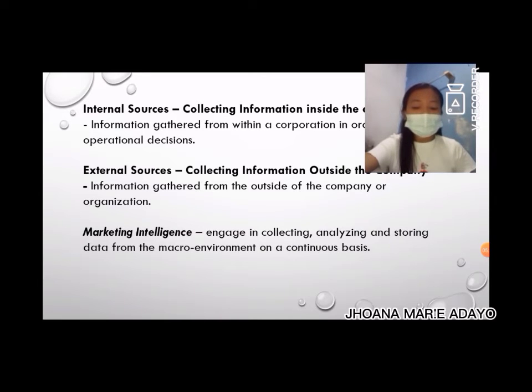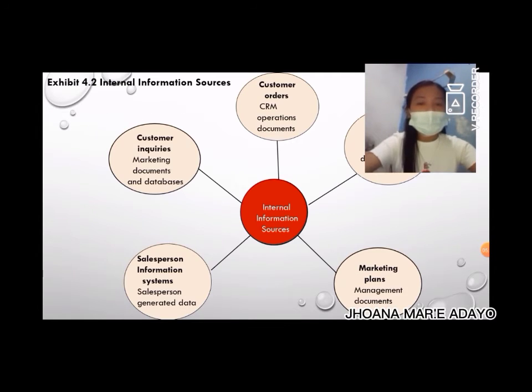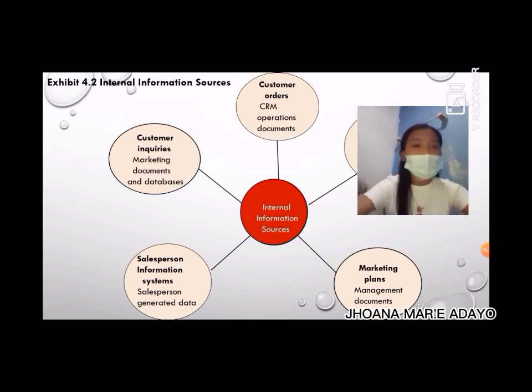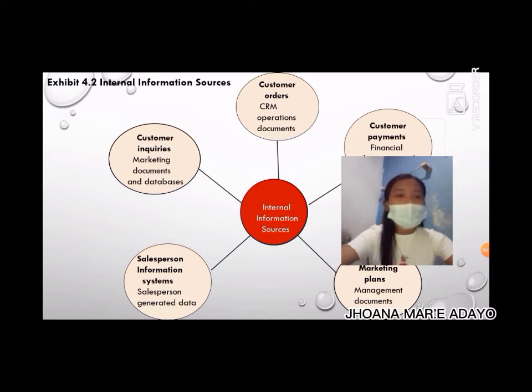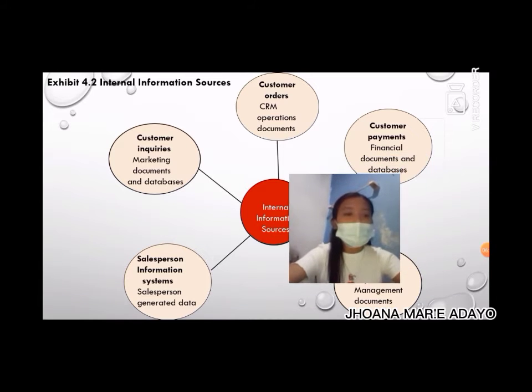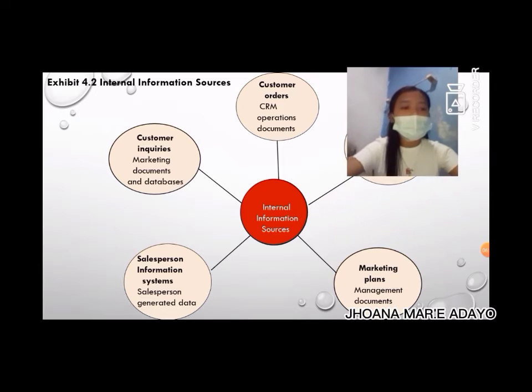Right here, we can see the problem of the company which needs a solution from management. Here, we can see the internal information sources. Under internal information sources, as I said earlier, there are operation documents, financial documents and databases, the marketing plans, management documents, the sales information system, and the customer inquiries. So that is under internal information sources.